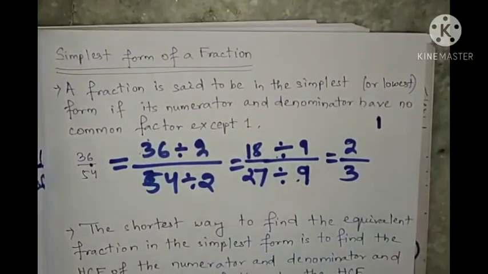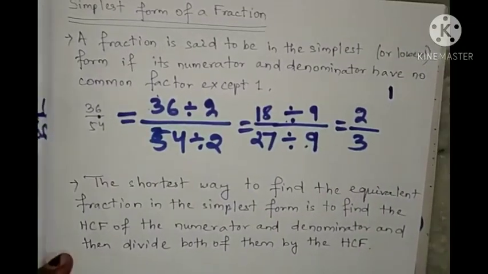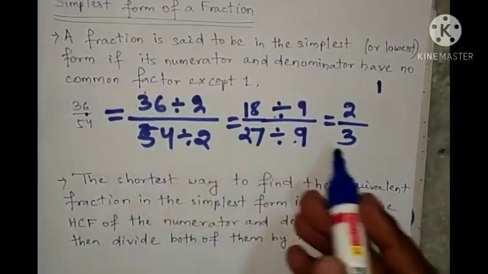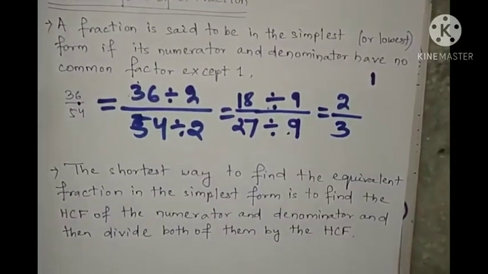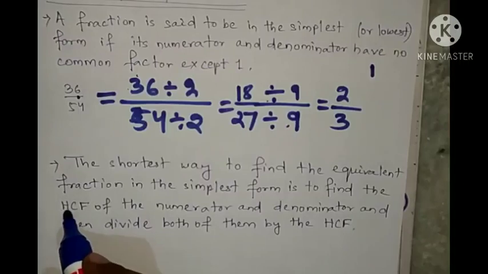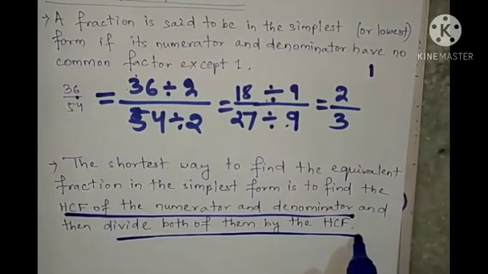So this is how we can divide. If there is a big number, then we cannot divide like this, and it will take so much time. So there is a shortest way to find the equivalent fraction. First you find the GCF of the numerator and denominator. Then divide both of them by the GCF.